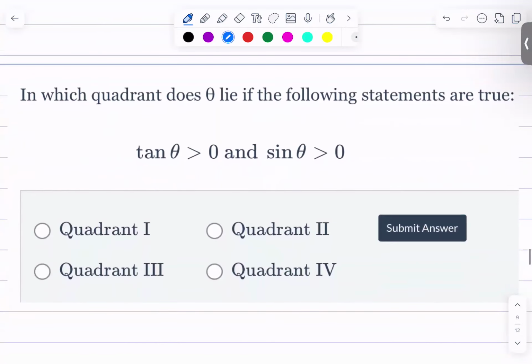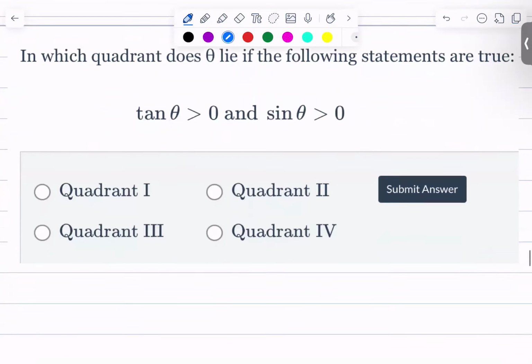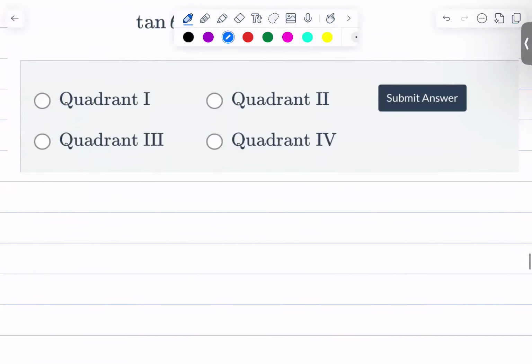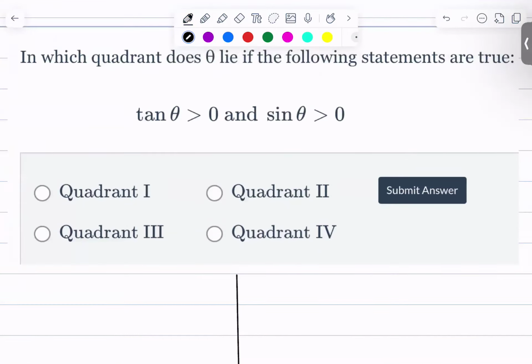And what quadrant does theta lie in if the following statements are true? Tangent is greater than 0, which means that it's positive. Sine is also positive, right? Greater than 0. Okay, so if that's the case, I'm going to draw out my graph and take one of these guys. Okay, take the sine greater than 0.